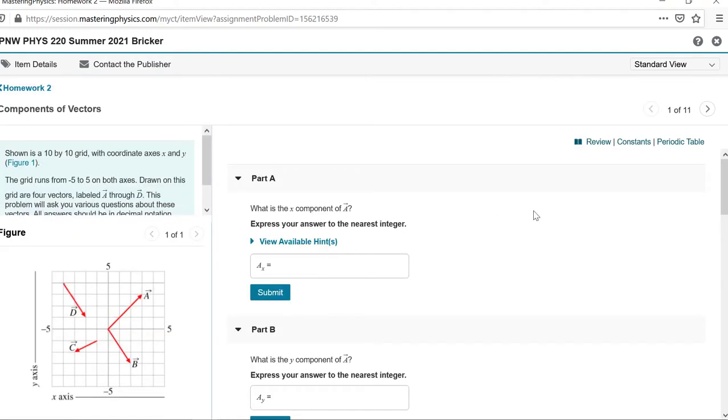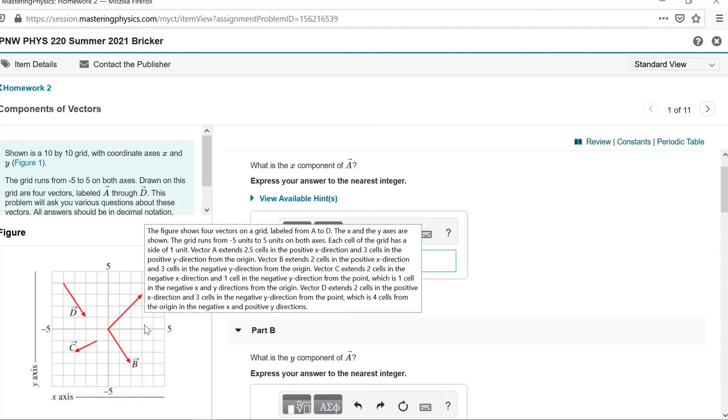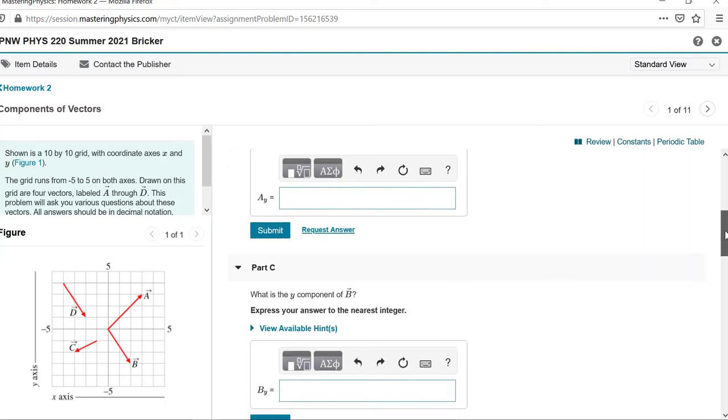So, components of a vector. What is the x component of A? Here's vector A. What part of A is in the x direction? You don't even have to really do trig for this one. You can just count how much of A is in the x direction: 1, 2, 3. What's the y component of A? 1, 2, 3. That's how much of A is in the y direction.